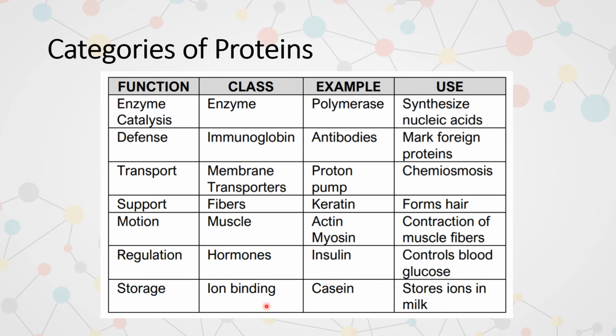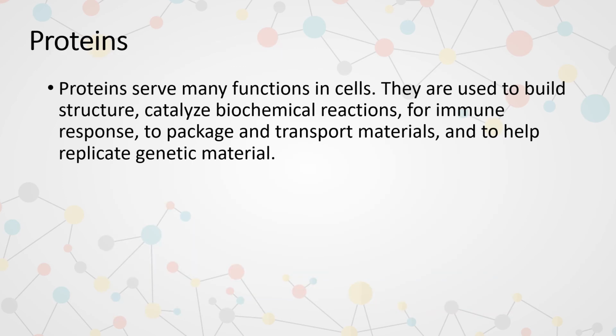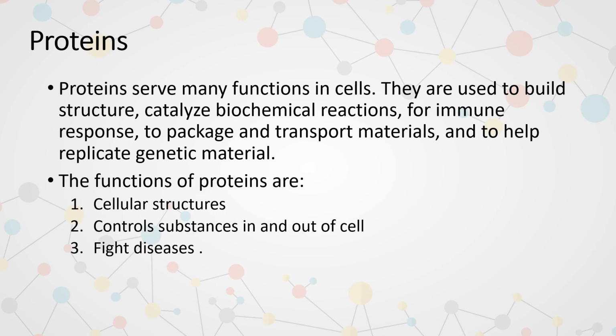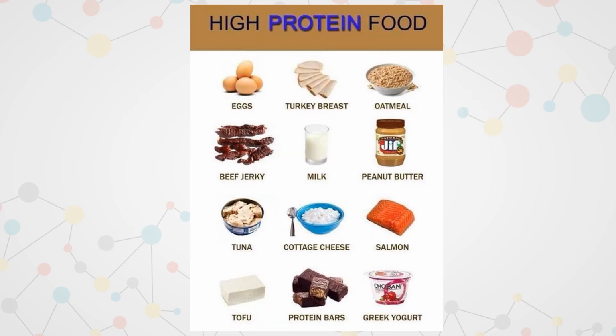We also have ion binding. So casein is an example of protein. So it stores ions in milk. Proteins serve many functions in cells. They are used to build structure, catalyze biochemical reactions, for immune response, to package and transport materials, and to help replicate genetic material. So the main functions of proteins are cellular structures, control substances in and out of the cell, fight diseases.